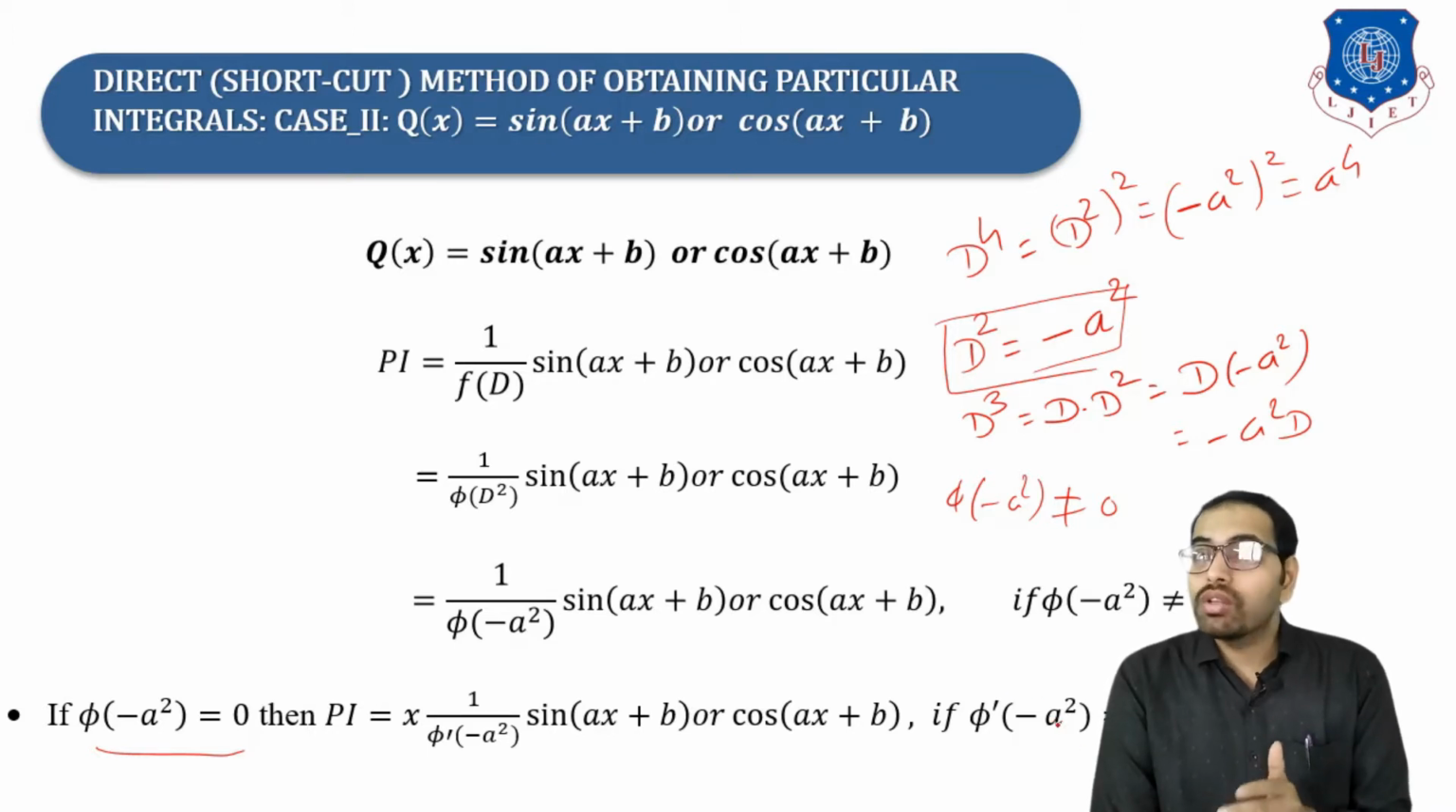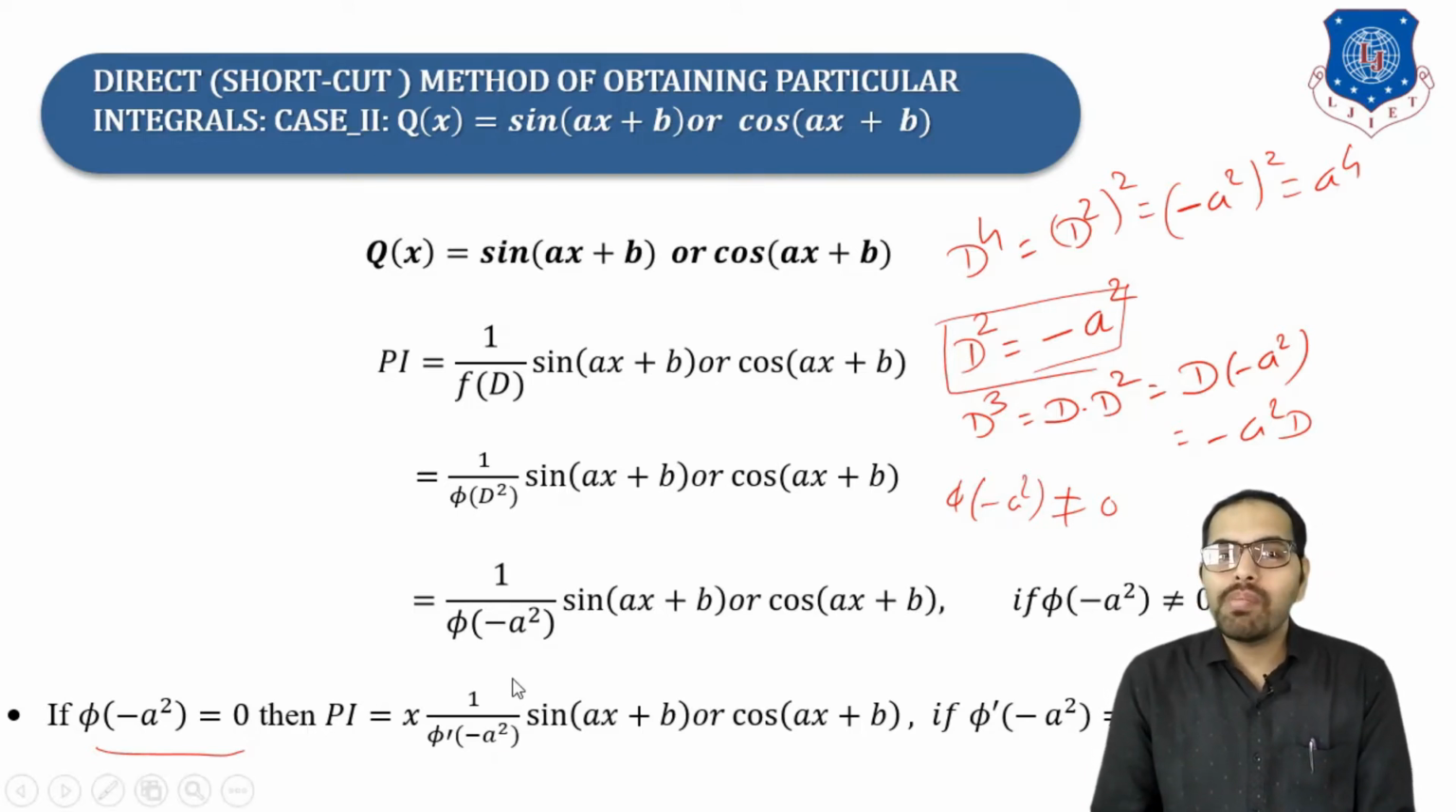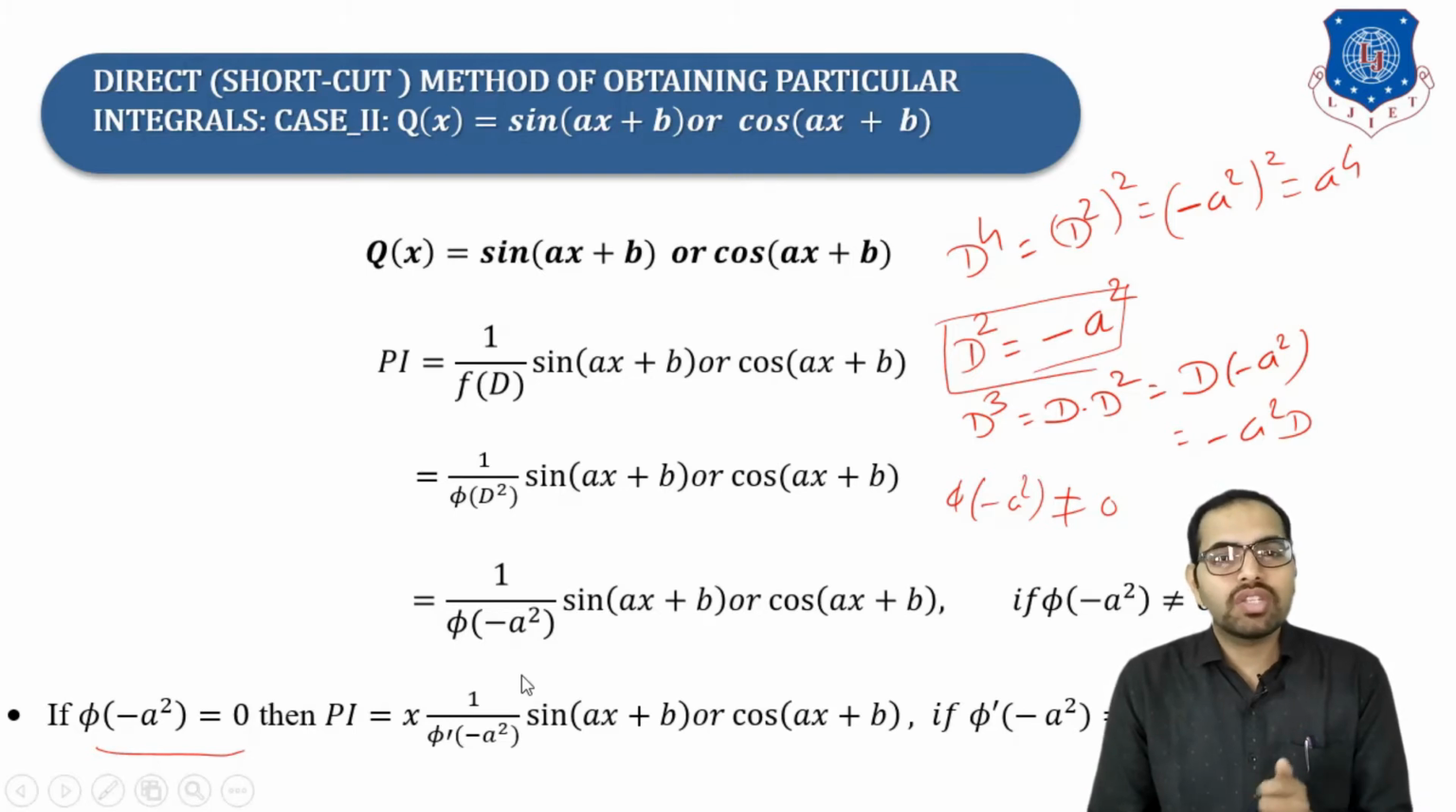Suppose it is 0, then repeat the process: multiply with x again, so it becomes x square times 1 upon phi double dash of minus a square sin(ax+b) or cos(ax+b). If phi double dash of minus a square is also 0, then again multiply with x and take the derivative of the term, repeating until the derivative term is not 0. Understood? Let's move on to an example based on the shortcut cases.